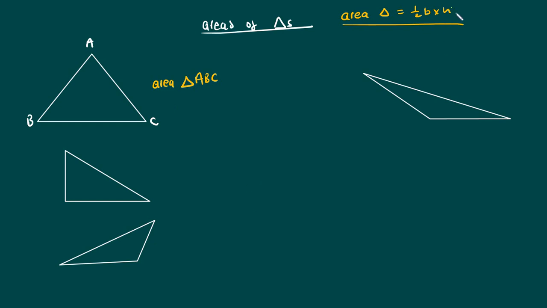But let's understand that this height is actually called the perpendicular height, right? Meaning that this height must always be perpendicular to the base. If this is your base here, the height must always be perpendicular to the base. Let's understand that. Okay, so let's check here.